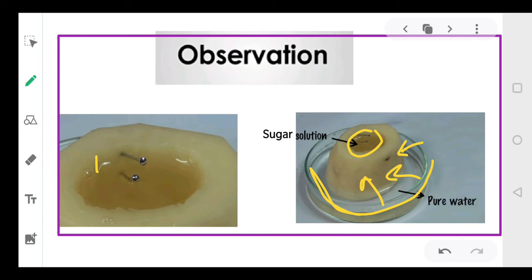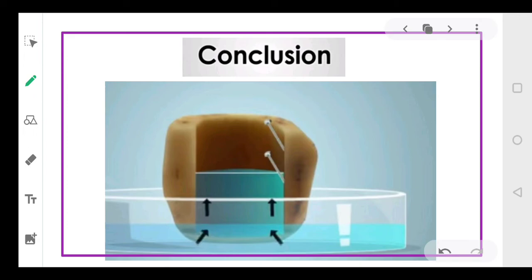Okay, dear students. Now we conclude. You can easily see in this diagram, the water is slowly and gradually moving inside the potato, and that is responsible for the increase in the level of sugar solution which we observe, because initially we have marked it. The initial level was marked with a pin, and the second level is this one, so there is a difference in the level of the sugar solution. It increases because the water is moving inside the potato.